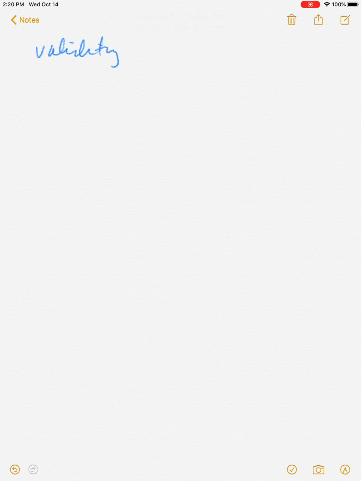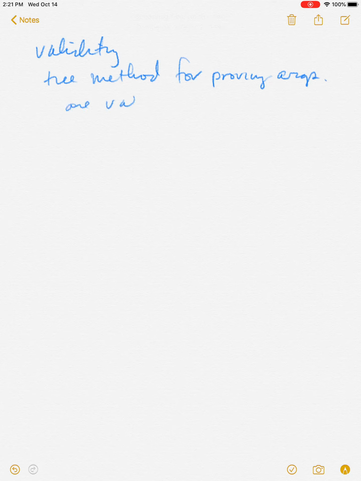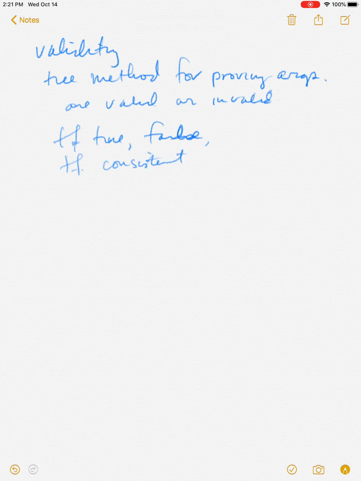So we've talked about validity. We've developed this tree method for proving that arguments are valid or invalid. We have rigorous ways to prove that sentences expressed in SL are truth functionally true, false, etc. We have a way of testing and proving that sets of sentences are truth functionally consistent, and so on.